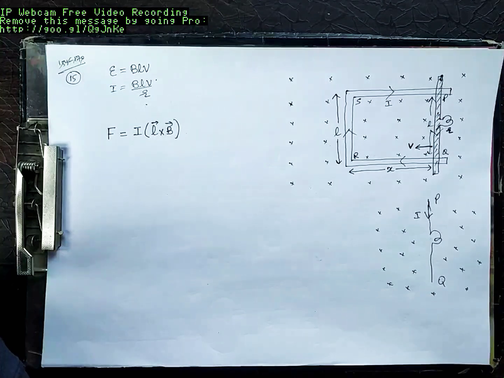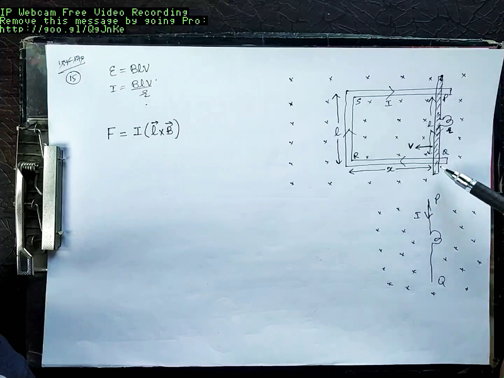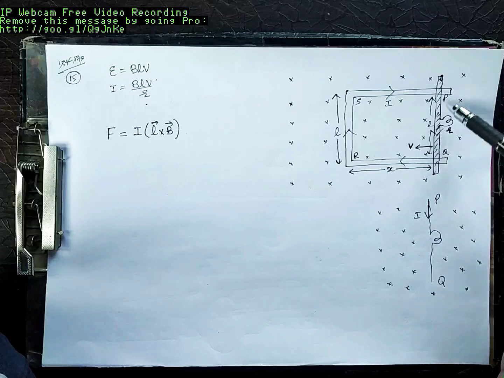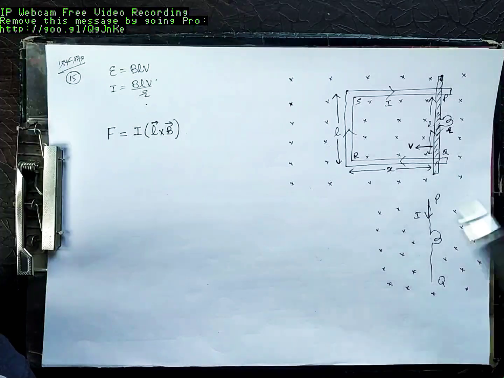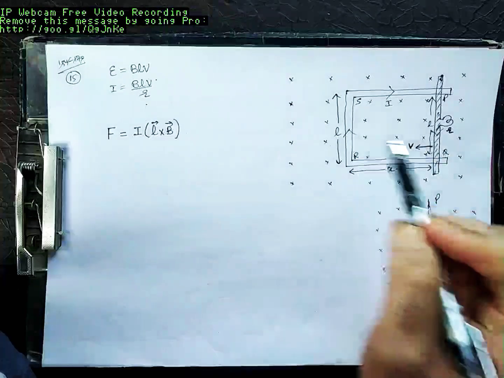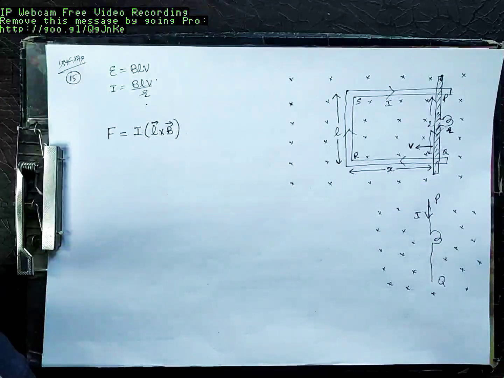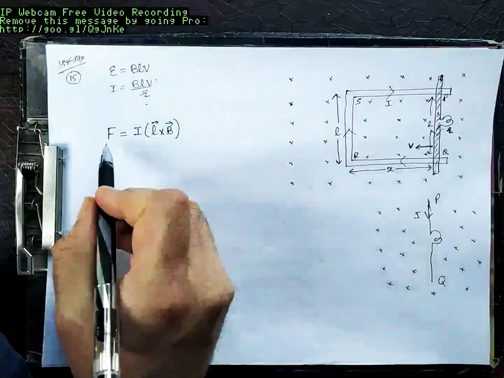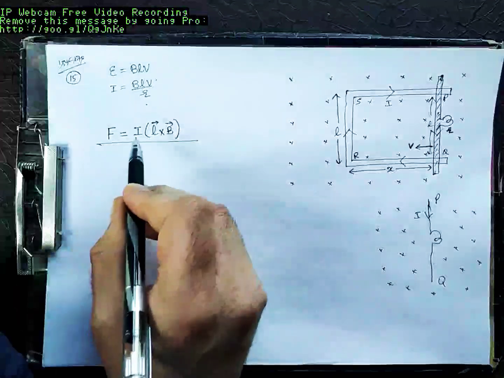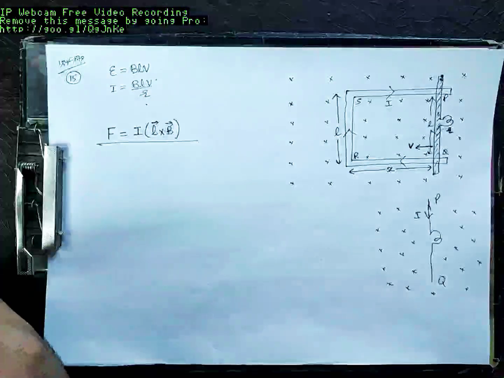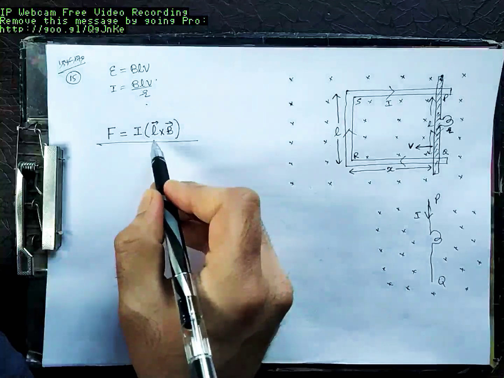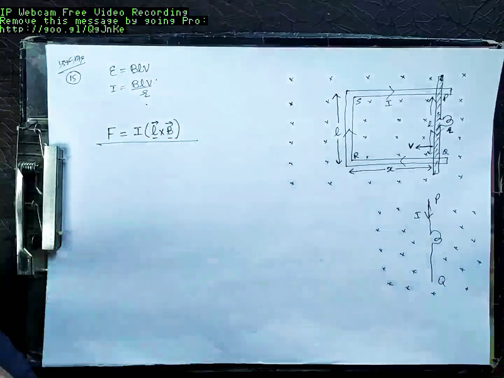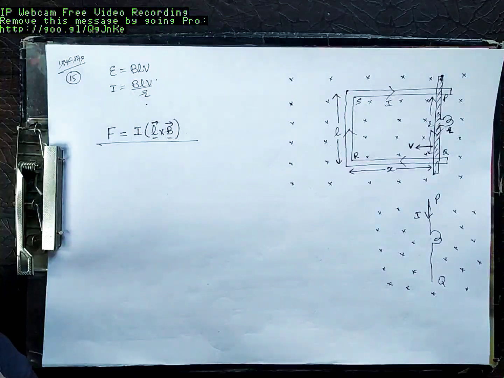So tell me, this conductor PQ is in a magnetic field and it's carrying current I in this direction. This will experience a force. What is the direction of force on this arm PQ? Is the force towards left or towards right? How do we know that? We directly know that from this equation. Since F is equal to I L cross B, you have to rotate a screw from L to B. That will give you the direction of force on the conductor PQ.